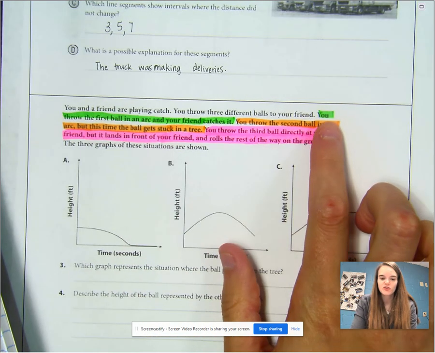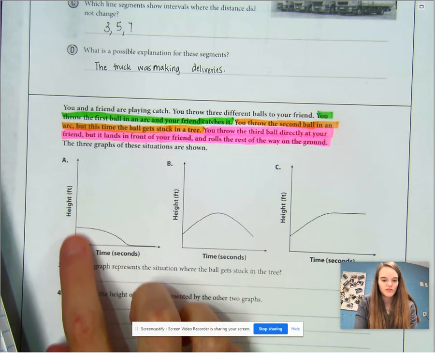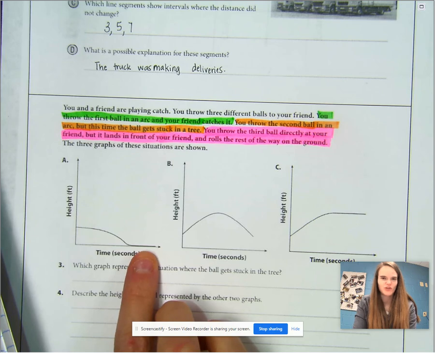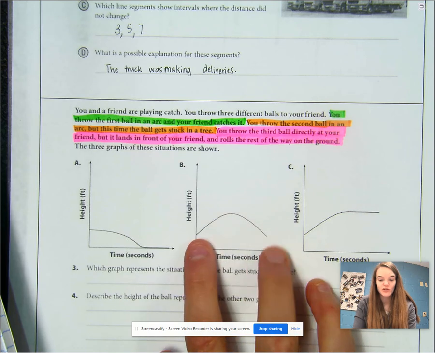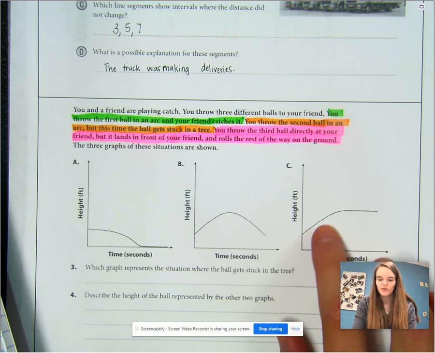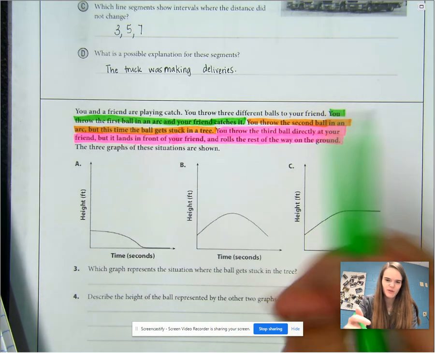So let's think about the first one. You throw the first ball in an arc and your friend catches it. Well, this looks like it hit and then it's on the ground. Your friend's not on the ground. It doesn't say your friend's laying on the ground. All right, B, it goes up. Maybe your friend catches it. It looks like it's the same height. So if you and your friend are the same height, that could be it. This one goes up, but then it stays up. So I'm assuming here that it's probably B.